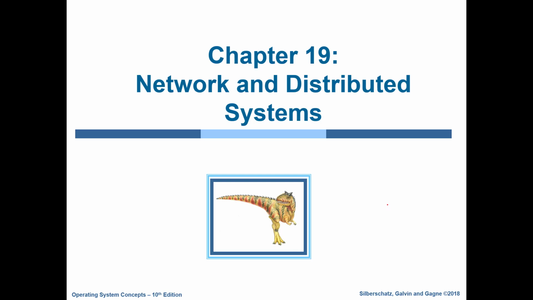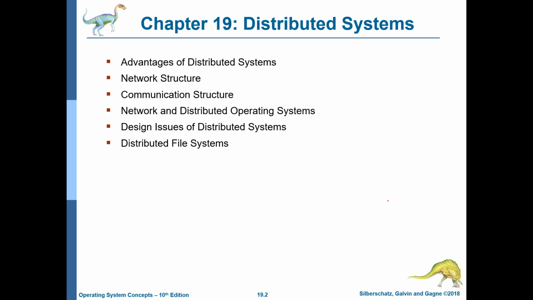Welcome to Chapter 19. This is a very short introduction to network and distributed systems. So, in this chapter, we will discuss the advantages of having a distributed system over a single monolithic system, the network structure, the communication structure of a distributed system. After we have discussed the infrastructural aspects, we will go into network and distributed operating systems, the design issues with distributed systems, and clearly the most important facet or aspect of distributed systems, which is distributed file systems.